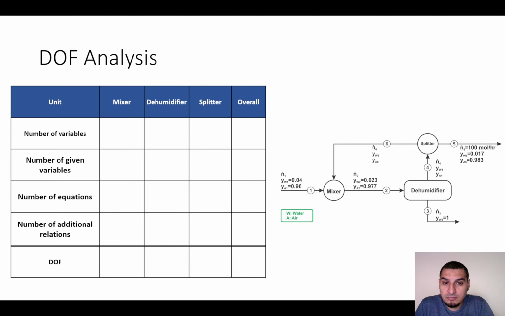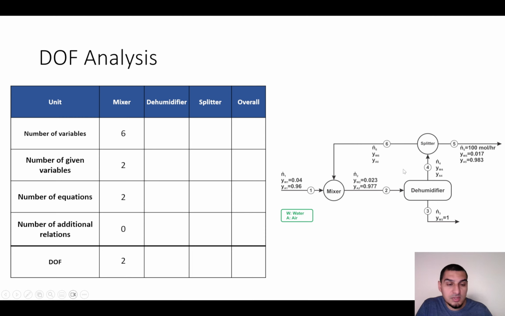So if we do this for the mixer, we have 6 variables: 2, 2, 2. We have two given independent pieces of information, so one here and one here, and we have two equations, because we have two components, and we have no relation. So this will give us 2 degrees of freedom.